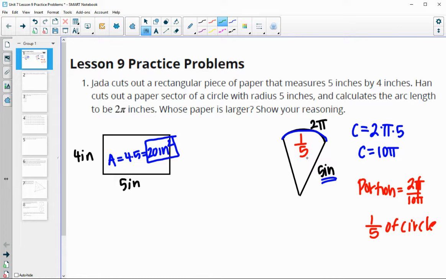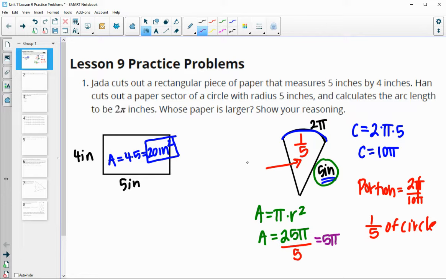So then we could calculate the area because again, we have the radius. So the total area of the circle is going to be pi times the radius squared. So pi times 5 squared. So this will be 25 pi for the area. And then we have 1/5 of it. So we only have 1/5 of the area. So let's just divide this by 5. So the area of the sector that we have is going to be 1/5 of 25 pi, or 5 pi.